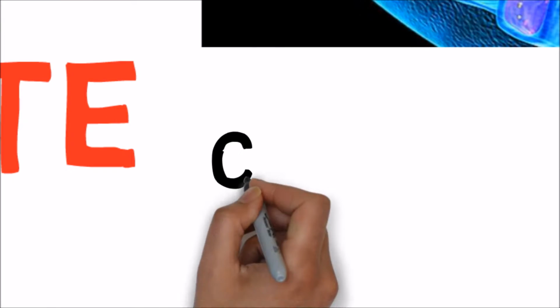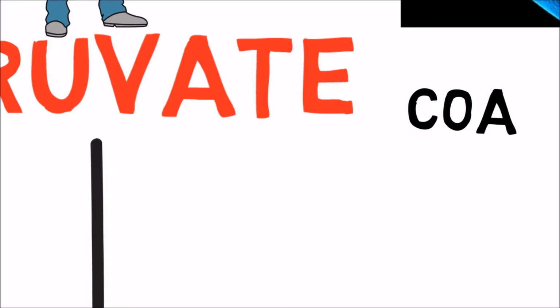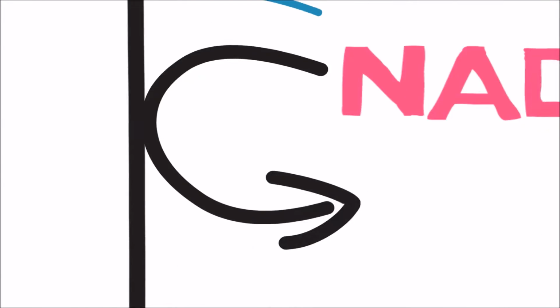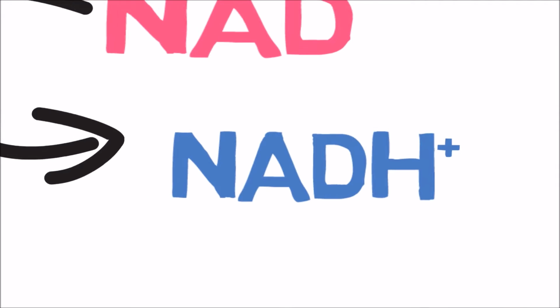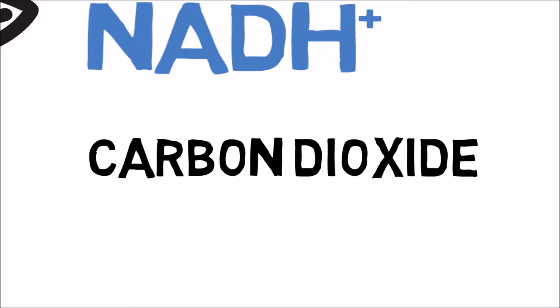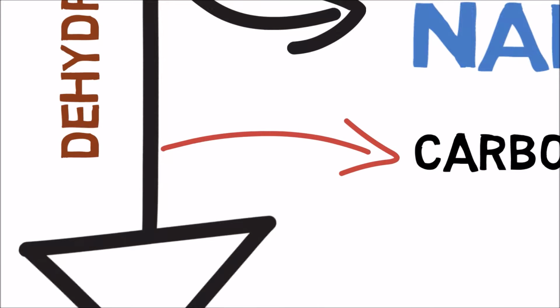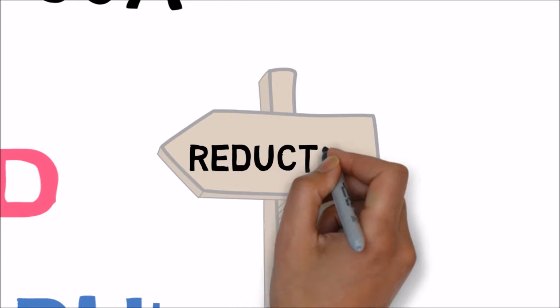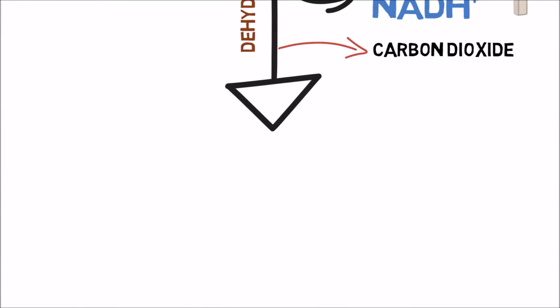First, the pyruvate will come in, and then the CoA, which is coenzyme A, will diffuse into the reaction. NAD will be reduced to NADH, which gains one hydrogen electron, with the enzyme dehydrogenase. The carbon dioxide also will diffuse out, so reduction occurs in this reaction.